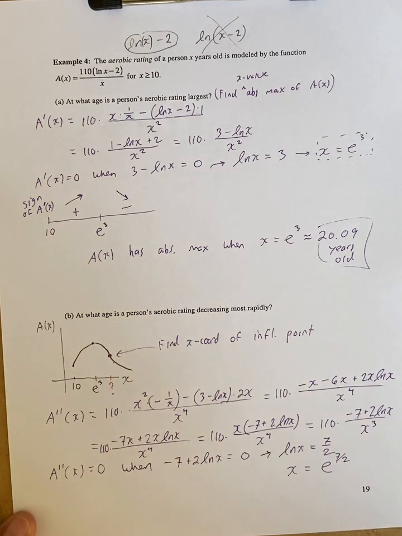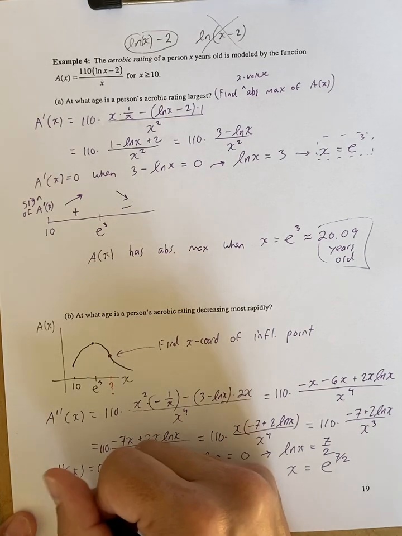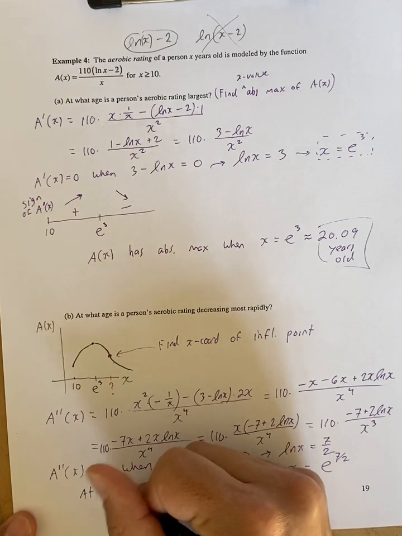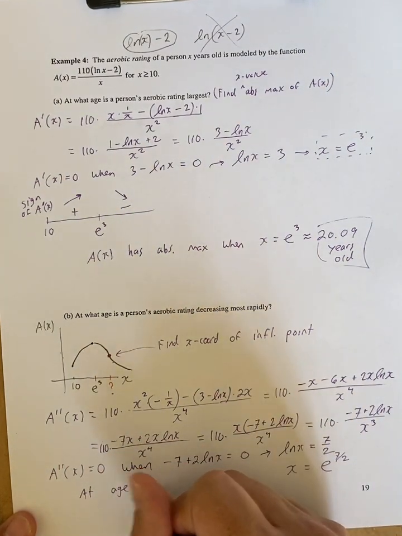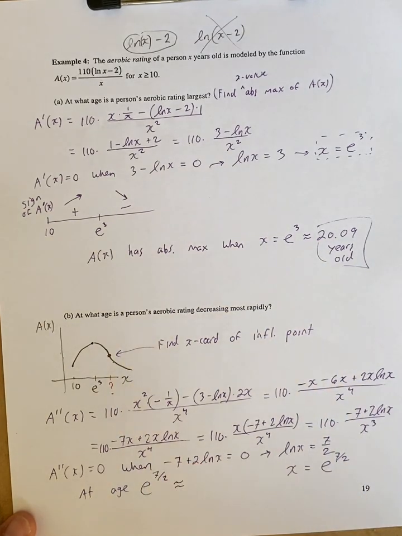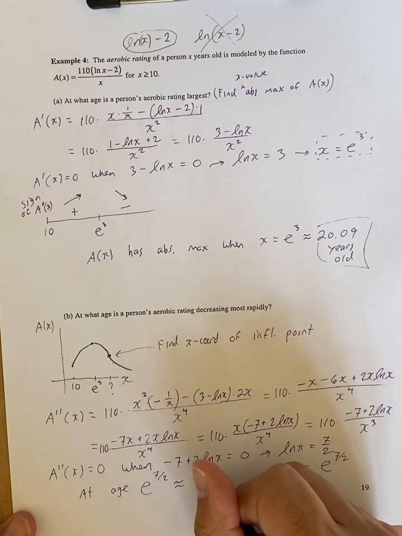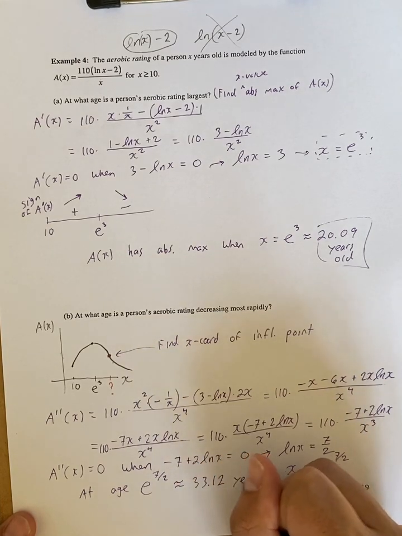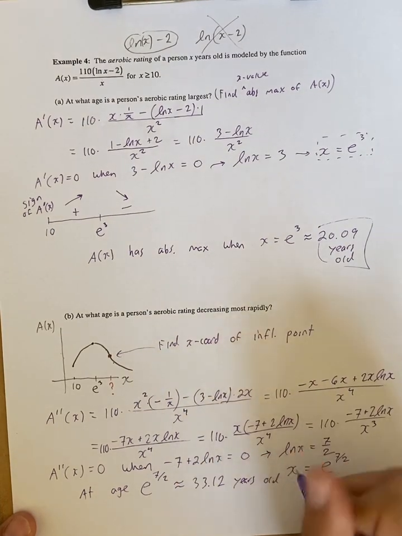So the answer is that a person's aerobic rating is decreasing most rapidly at age e to the 7/2, which in practical terms, plug that into your calculator and you'll see that it's about 33.12 years old.